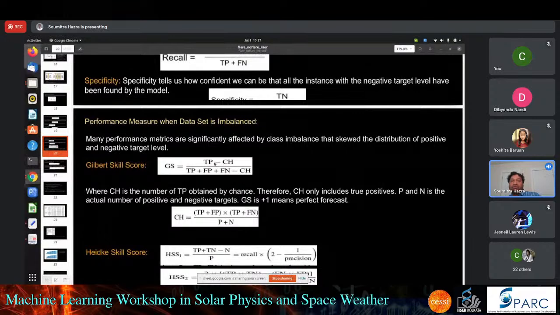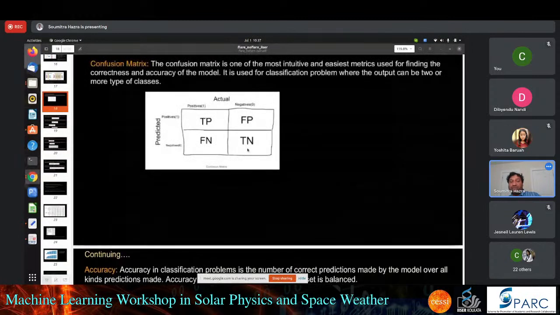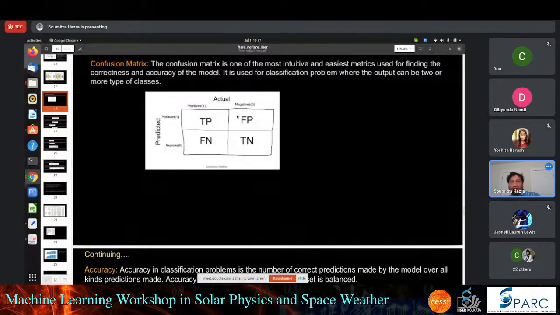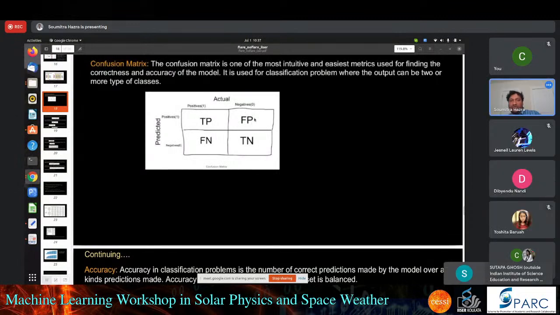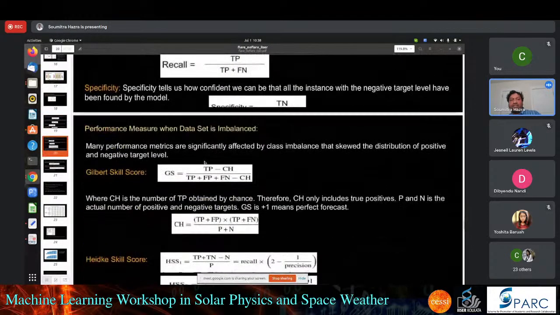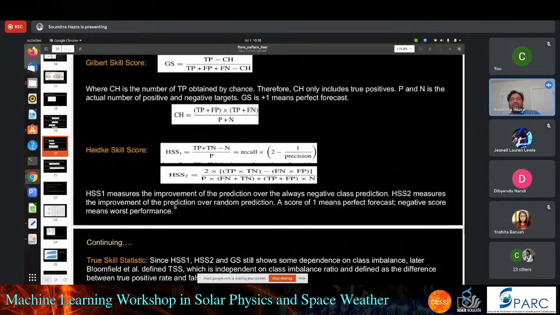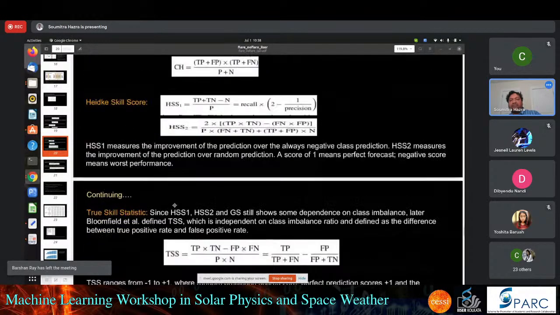But again, you have to check the confusion matrices, that what is the value of your TP, FP or FN or TN. Reducing false positives is good, but it is even better if you can reduce the false negatives. If you can reduce your false negatives, then your model will be better. So that's the aim. In that sense, one can use TSS, or GSS, although GSS has some dependence on the class imbalance.